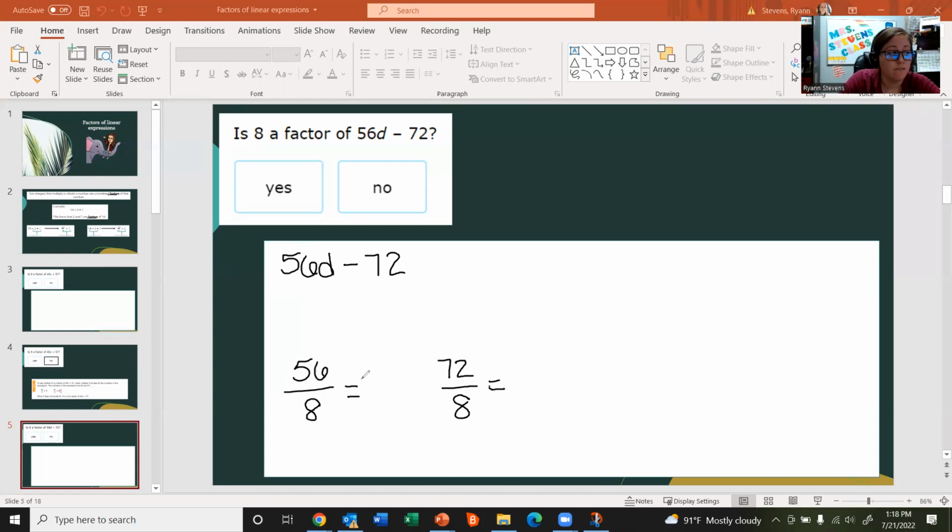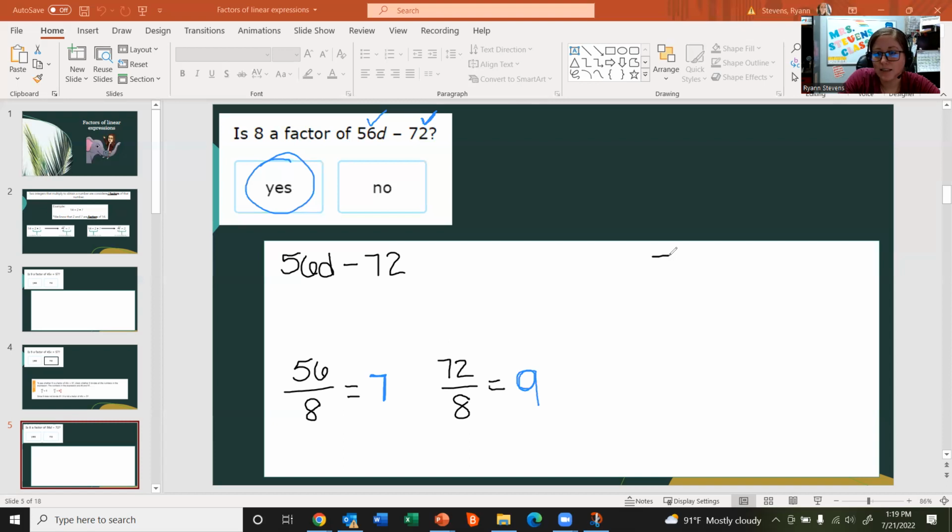When we check this, 56 divided by 8, we do get a whole number answer of 7. So yes, you can divide 56 by 8. And then 72 divided by 8, we get an answer of 9. So yes, we can divide 72 by 8. Since both of these numbers are divisible by 8, we would say yes, 8 is a factor. We can also, and we're going to do this in later examples, factor 8 out of this expression.